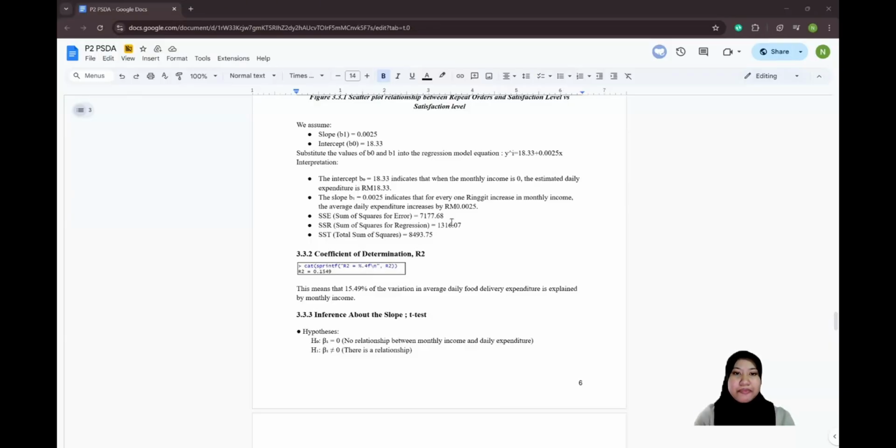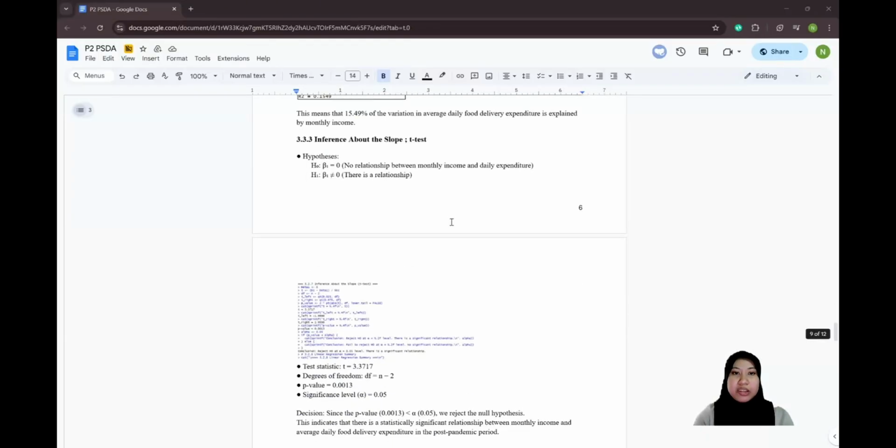The regression equation derived from the analysis is Y equals 18.33 plus 0.0025x. For the intercept, which is 18.33, this value suggests that for an individual with zero income, the expected daily expenditure on food delivery is 18.33 ringgit. As for the slope, which is 0.0025, for every 1 ringgit increase in monthly income, the predicted daily food delivery spending increases by 0.0025 ringgit. For example, a person earning 1,000 more would spend approximately 2.5 ringgit more per day on food delivery.